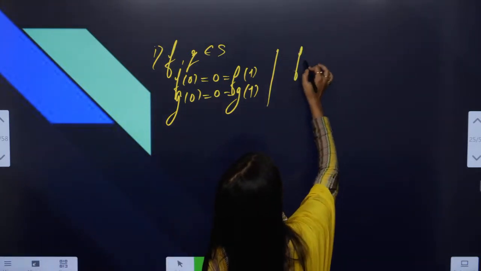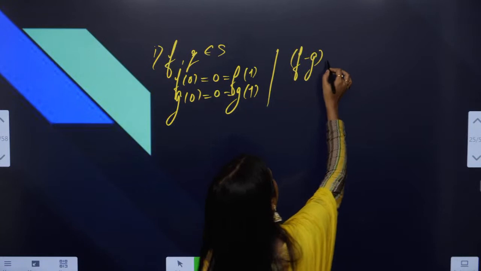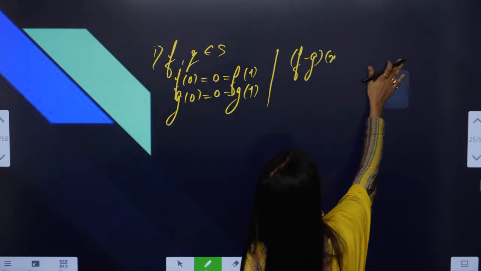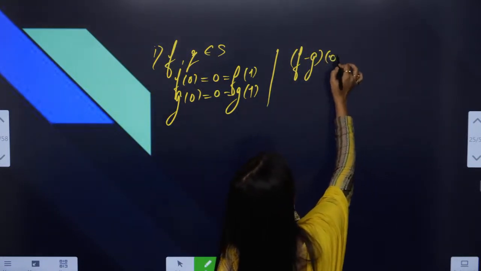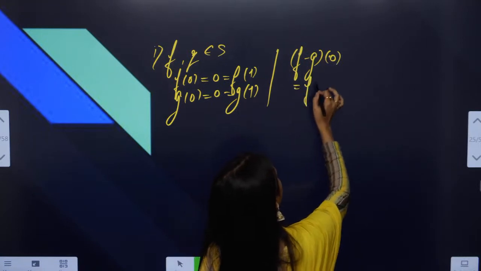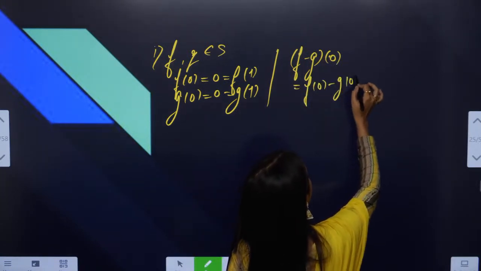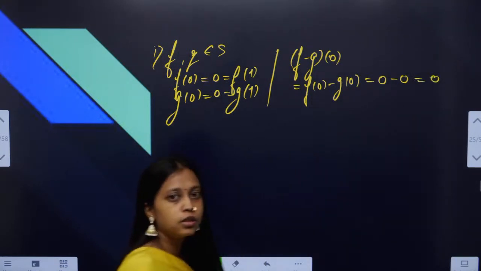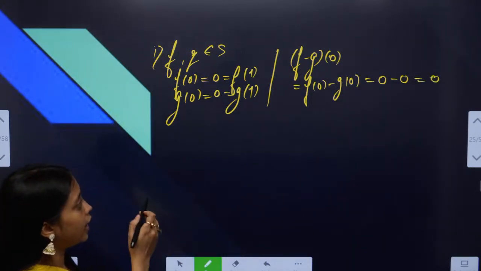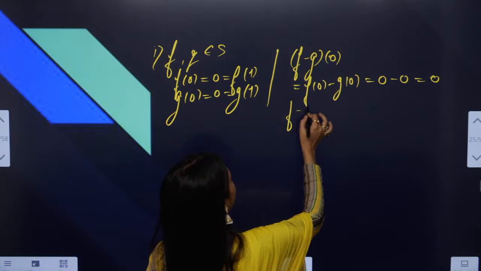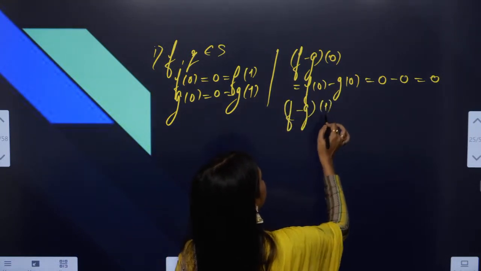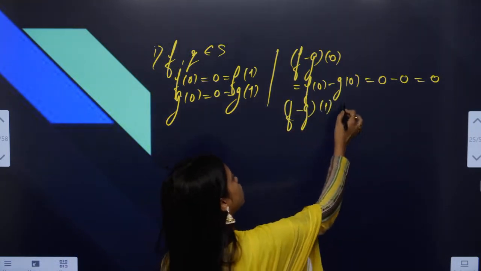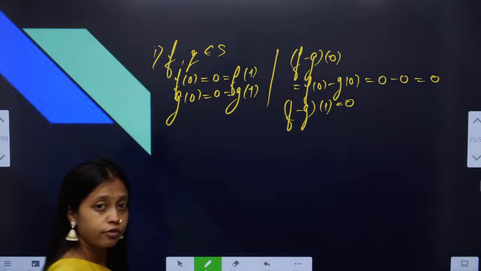So, to prove, (f minus g) of 0 is equal to f of 0 minus g of 0. They both are 0, so 0 minus 0 is 0. That is also equal to (f minus g) of 1, because again the same result, this is also 0. Proved. First part is done.